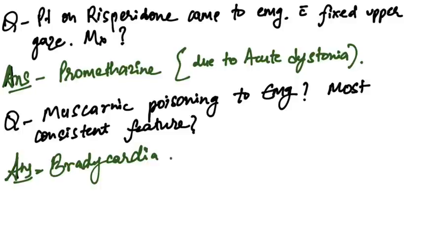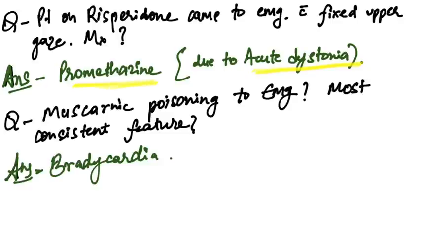Now, a patient on risperidone comes to the emergency with fixed upper gaze. What will be the management? It is due to acute dystonia, which is caused by risperidone. So, the answer is promethazine, which is used for treatment of acute dystonia.